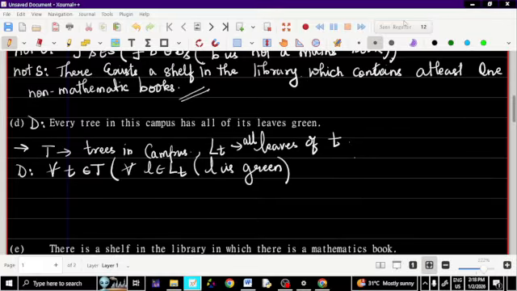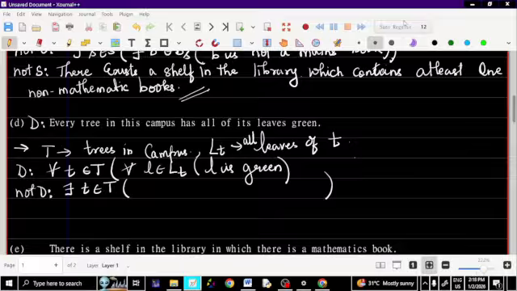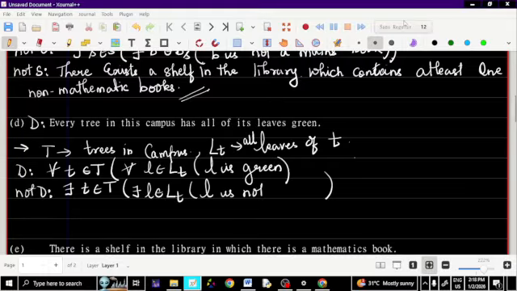So what is expected in the negation? Both will turn to existential. So there is a tree in this campus, which is small t, all of whose leaves are not green. There exists a tree t such that there exists a leaf l on this tree t such that l is not green. So using plain English now, what will be the negation?